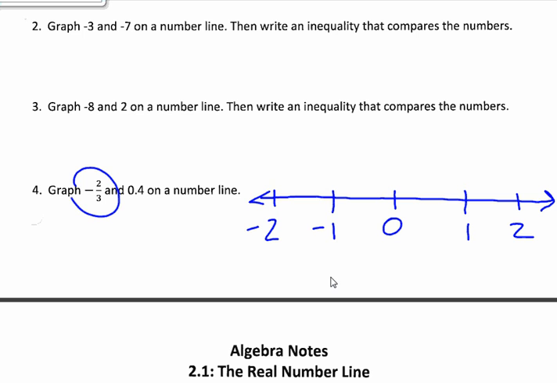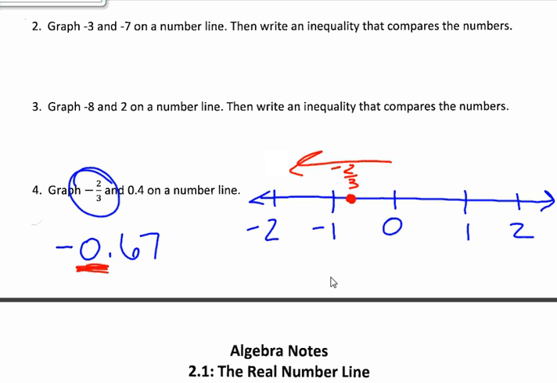In order to graph negative 2/3, it's easiest to make it into a decimal. If I divide 2 divided by 3, I'm going to get negative 0.67. That means it's on the negative end, so it's going to be on this side of 0. But it's not going to be quite to 1 because I have 0 point something. So it's going to be 2/3 of the way towards 1. So this is where negative 2/3 should be. Again, it's past the 0, but not quite to the 1. And it's on the negative side because my number is negative.